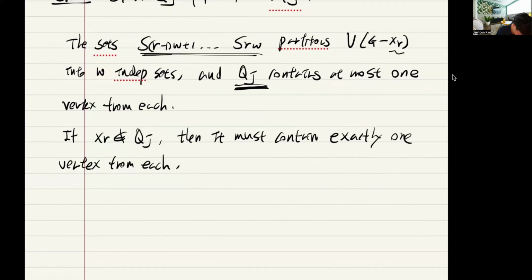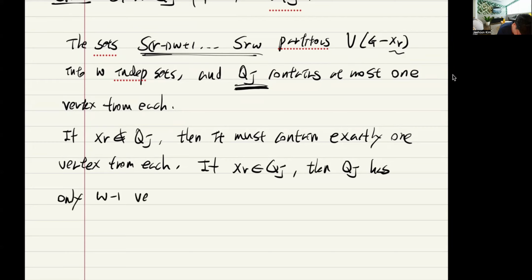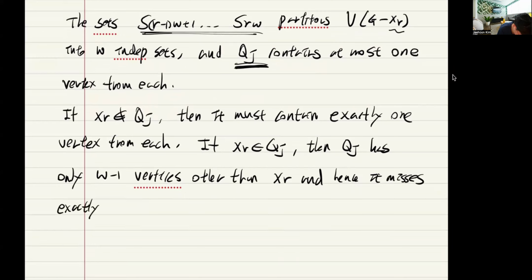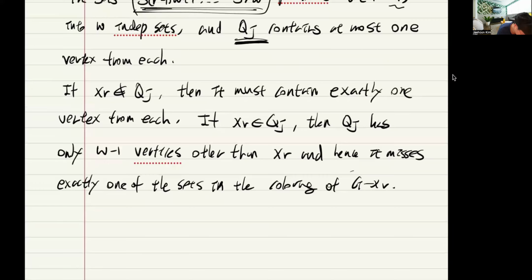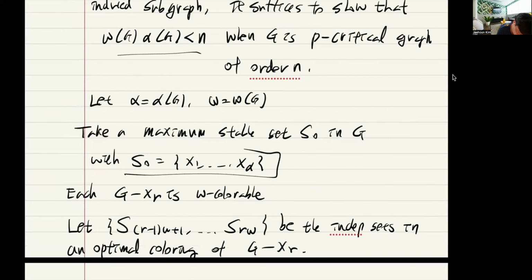Okay. If this XR is in Qj, then what happens? Then this Qj has only omega minus 1 vertices other than XR, and hence it is missing exactly one of the sets of the coloring of G minus XR. Okay, but what do we know? S0 itself is an independent set. So the Qj must contain at most one of them.